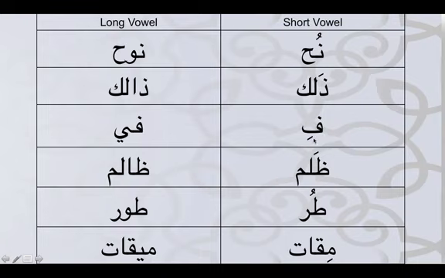Next, the example I have done is with the short vowel kasra. I have placed a kasra below the letter fa. And I have associated the letter fa in the next one with the long vowel, the letter ya. This is the letter fa and then the letter ya. But in this one, I have placed the short vowel, the kasra, below the letter fa. So when you place a short vowel below the letter fa, this is pronounced fi.